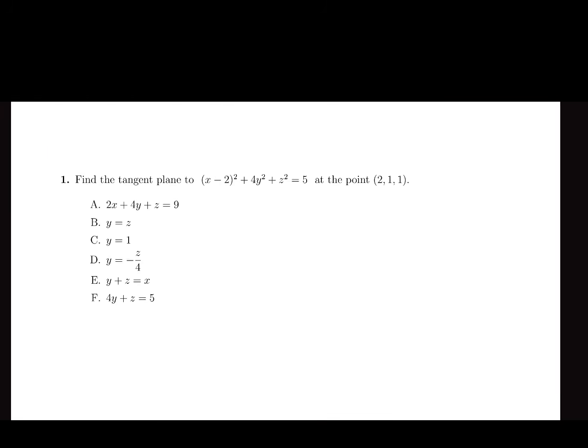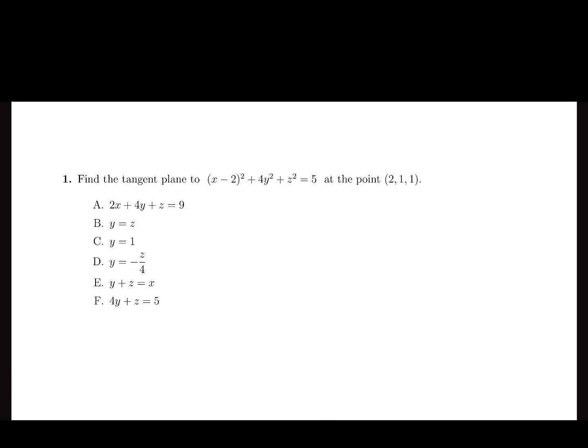Question 1 asks us to find the tangent plane to the equation (x minus 2) squared plus 4y squared plus z squared equals 5, and they want us to find this at the point (2, 1, 1).